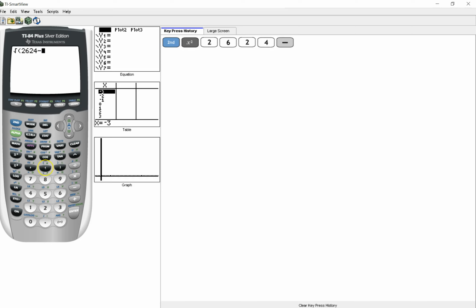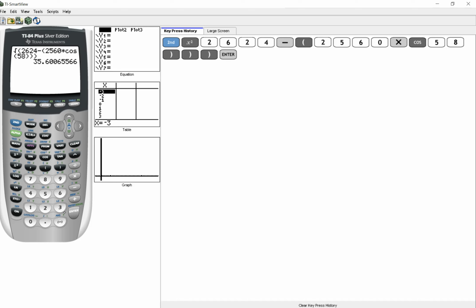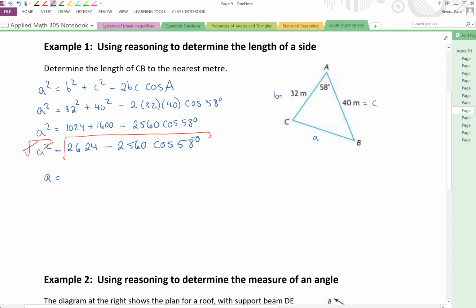So 2624 minus, open the bracket again so the calculator does the multiplication first, 2560 times cos of 58, and then you're going to close all of those brackets. Enter. And you should get 35.60 if we round that to 2 decimal places. So A is equal to 35.60, and this is measured in meters.